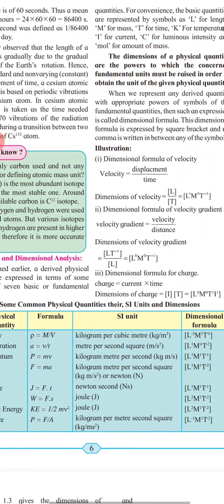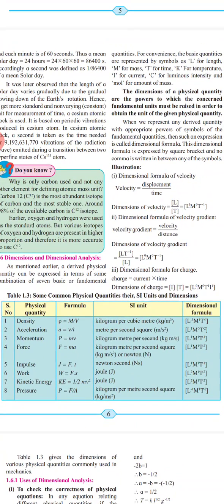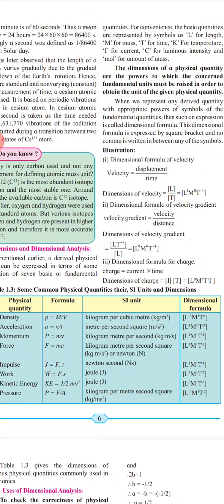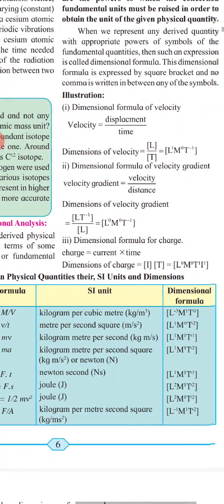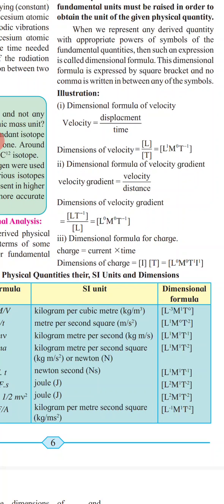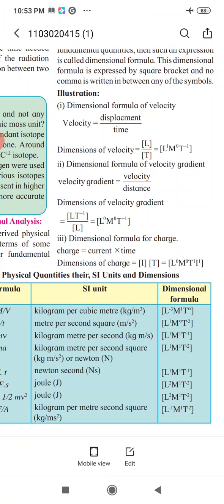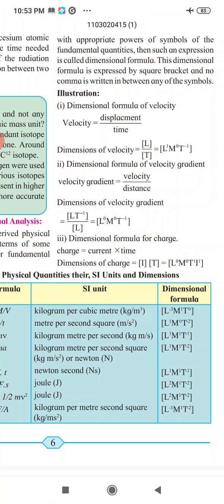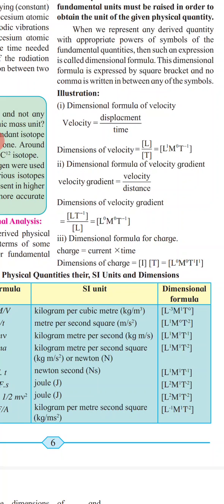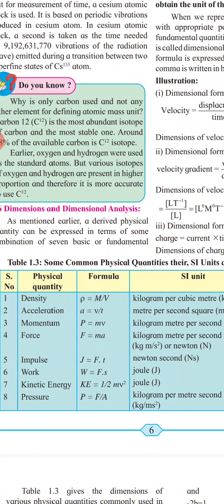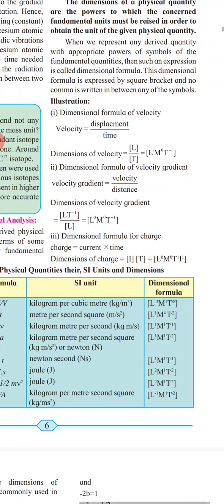In the given table some formulas are given. Density is mass upon volume. Volume is nothing but meter cubed, which we have taken in the denominator. If you take it in the numerator, it will be L^-3, so it will be M^1 L^-3 T^0. Now the second, acceleration: velocity upon time, so meter per second squared, so it will be L^1 T^-2.